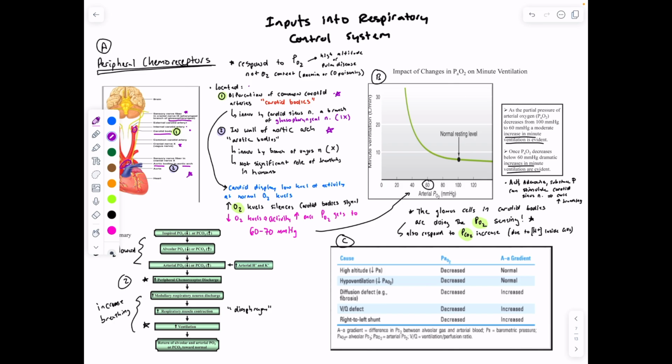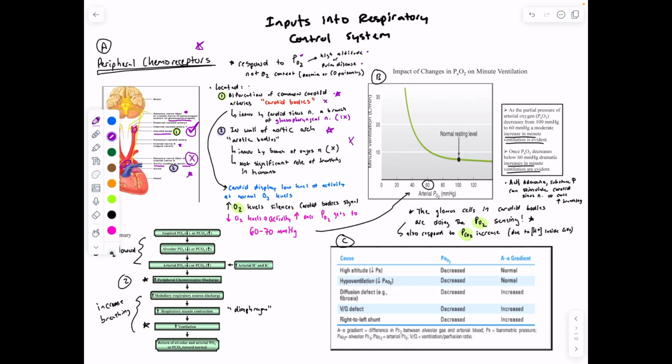Importantly, we're not as focused on the aortic bodies, so these guys aren't going to have a huge impact on respiratory rate, whereas in humans, that's not the case in, say, other animals. For the carotid bodies, though, these guys right here, they are going to have a big impact on the rate of breathing. All right, so basically the idea is that these peripheral chemoreceptors, though, are going to respond to changes in partial pressure of oxygen, in particular due to high altitude or, say, pulmonary disease.